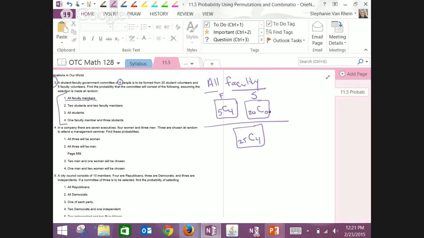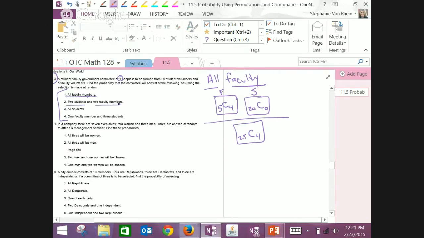Do you guys see that for all faculty? What would change if you want 2 students and 2 faculty members? You'd say 5 choose 2 and 20 choose 2. But the bottom would stay the same, right? Good. All of them being students would be 5 choose 0 and 20 choose 4. Because you always have to keep in mind how many you're picking in total, and you're picking 4 of them. Does that make sense? Do you guys see that?